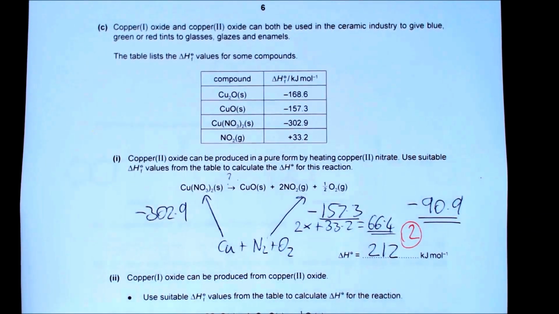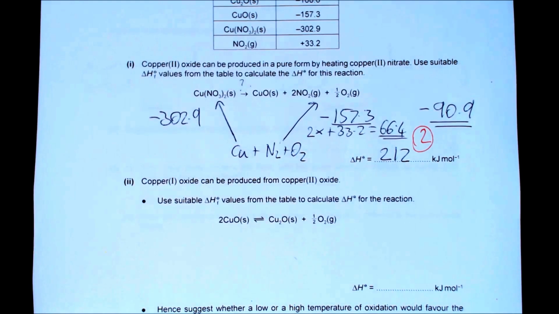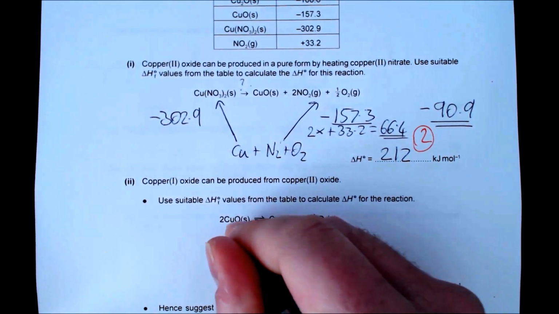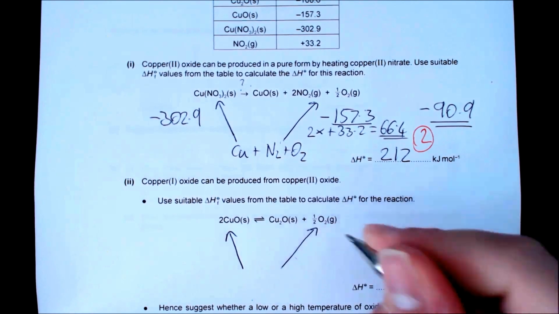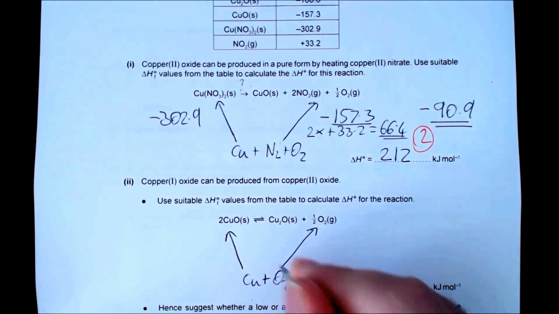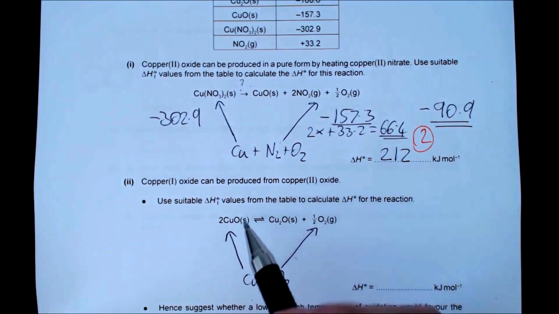Okay. And then if we move to the next bit, it says copper 1 oxide can be produced from copper 2 oxide. Use suitable HF values, again, to calculate the delta H of the reaction. Right, so we have to do exactly the same again. So let's just quickly draw the cycle. Copper plus oxygen, because they're the only two that we have there. Right, we're going to form CuO.